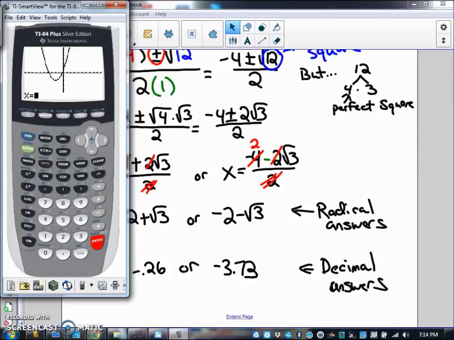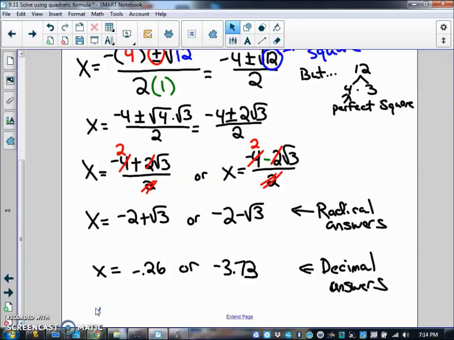And I can enter my expression. Negative 2 plus, second x squared, radical 3. And I see that my y value is 0. I can do the same again, second trace, value, enter it in for -2 minus radical 3, and I end up at -3.73 is equal to 0. So I've proven this works.